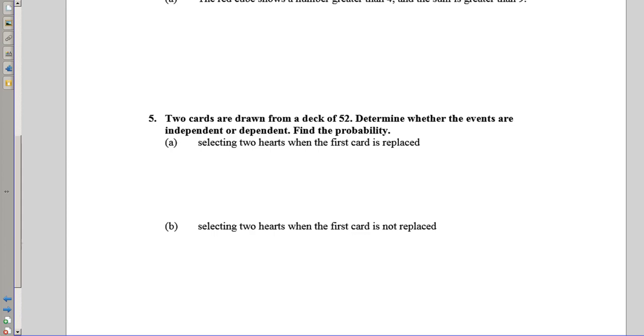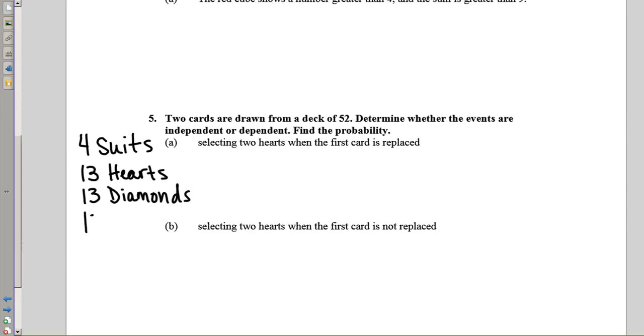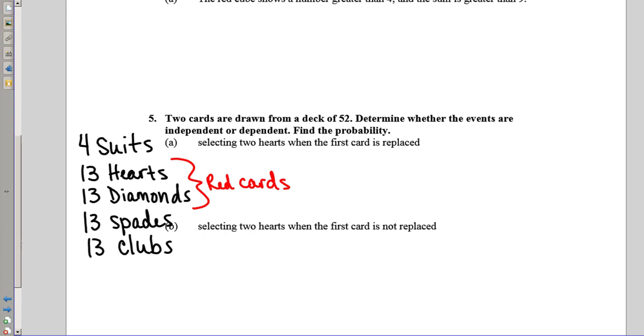There are 4 suits. And the 4 suits each contain 13 cards. So we have 13 hearts, 13 diamonds, 13 spades, and 13 clubs. Now in this category, hearts and diamonds, these are red cards, and spades and clubs are black cards.